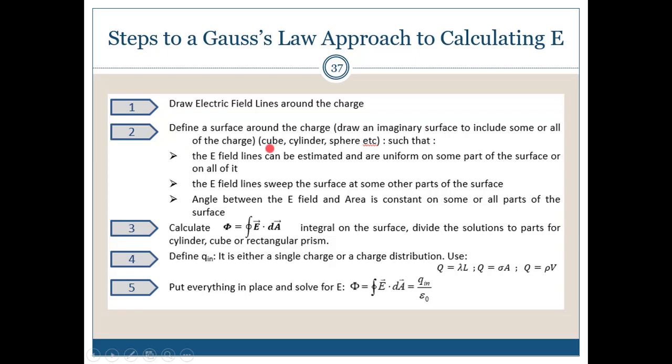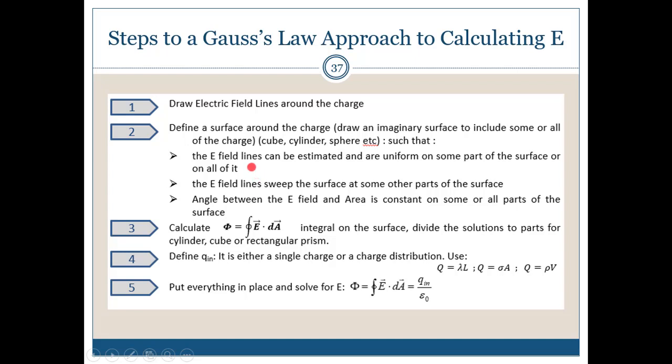We're going to call that our Gaussian surface, like a cube, a cylinder, a sphere. Actually, most of the time, including maybe the rectangular prism, these are the surfaces that we're going to be picking from. But only one surface most of the time works for that particular charge. How do we know? Well, the E field lines could be estimated on that surface. Like let's say you pick a surface the same distance from the charge, then you know that the E field lines on that surface will be uniform. They will be the same number.